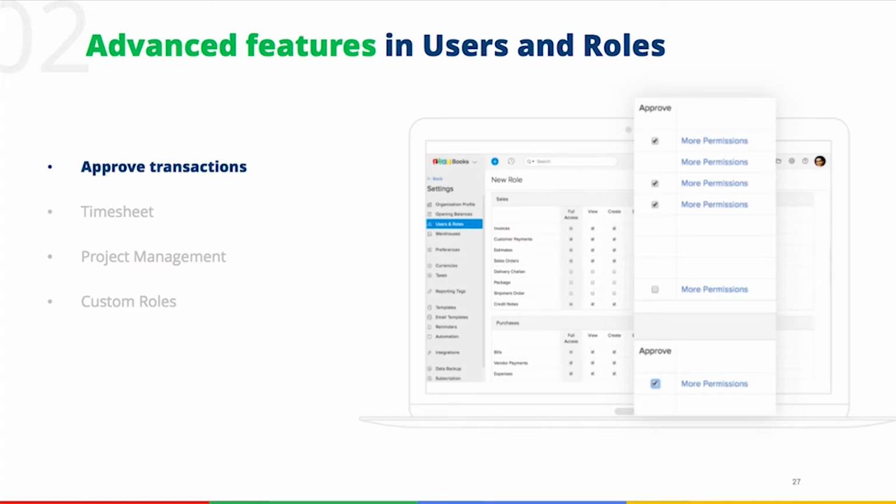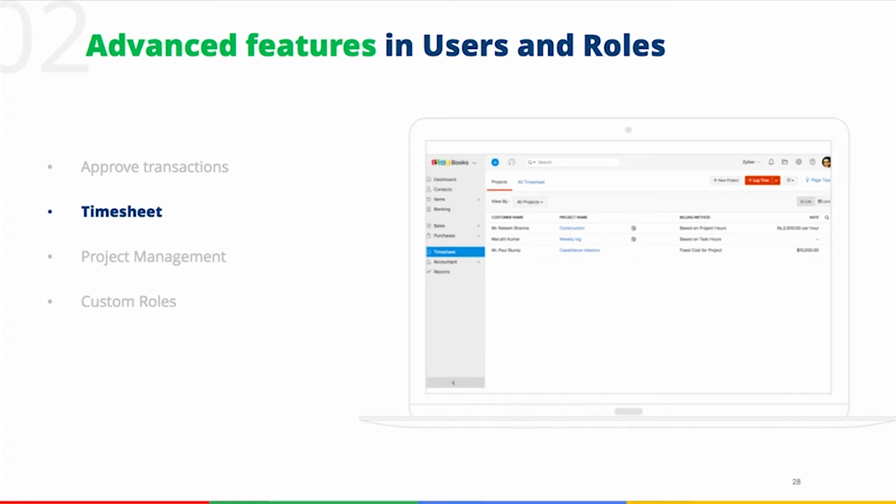So what this means is that this new role that I'm creating, this particular user will have the ability to approve transactions, whether it be a bill or a PO or whatever other transaction that's being created, and that's being decided by me. The next two options, timesheet, is something that I already just explained.